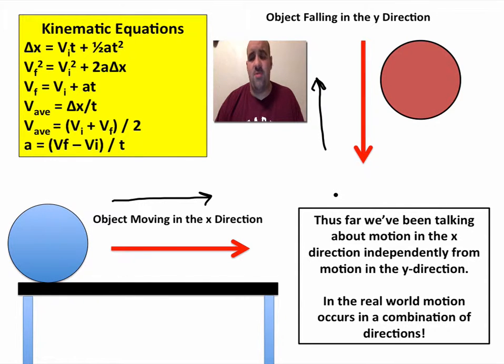But in the real world, motion is going to occur in a combination of directions. Motion is not going to be restricted just to the x direction or just to the y. Think about when you throw a baseball. The baseball is going forward, but it's also coming up and down, and any projectile really. So what we want to do is look at vectors to help us understand projectile motion. So we're going to introduce vectors here.